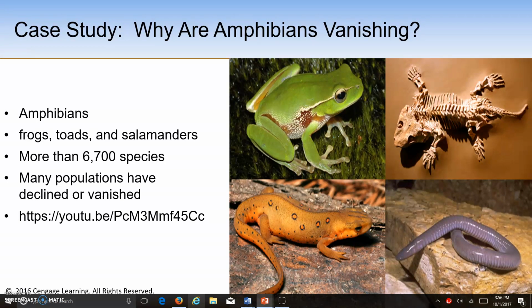Almost half of all known amphibian species are declining, and it's estimated that 165 amphibian species may already be extinct. So, a greater proportion of amphibians are at imminent risk of extinction more than any other animal class.